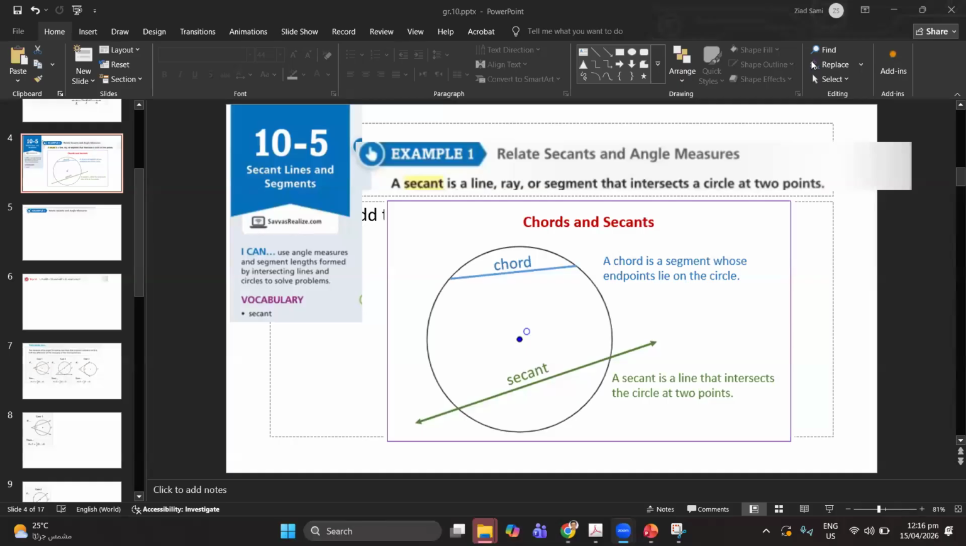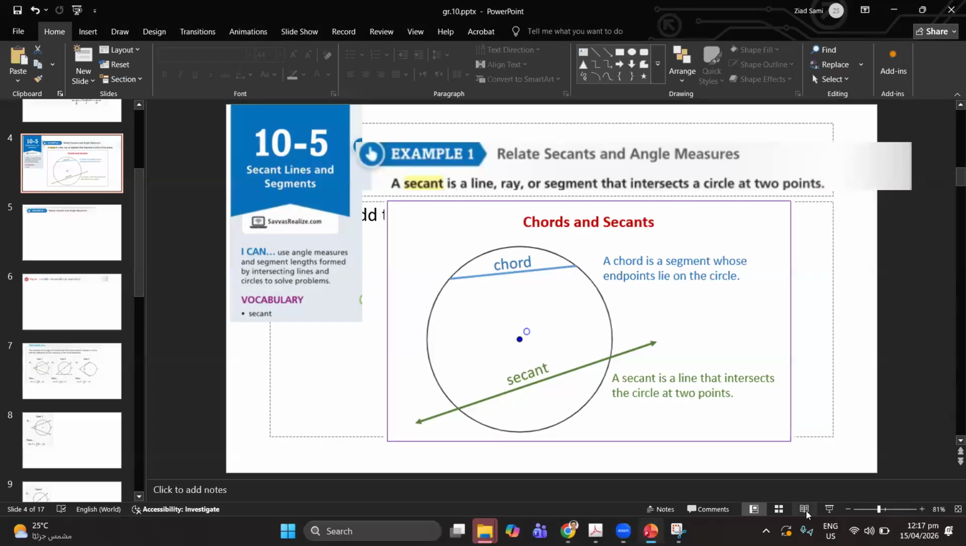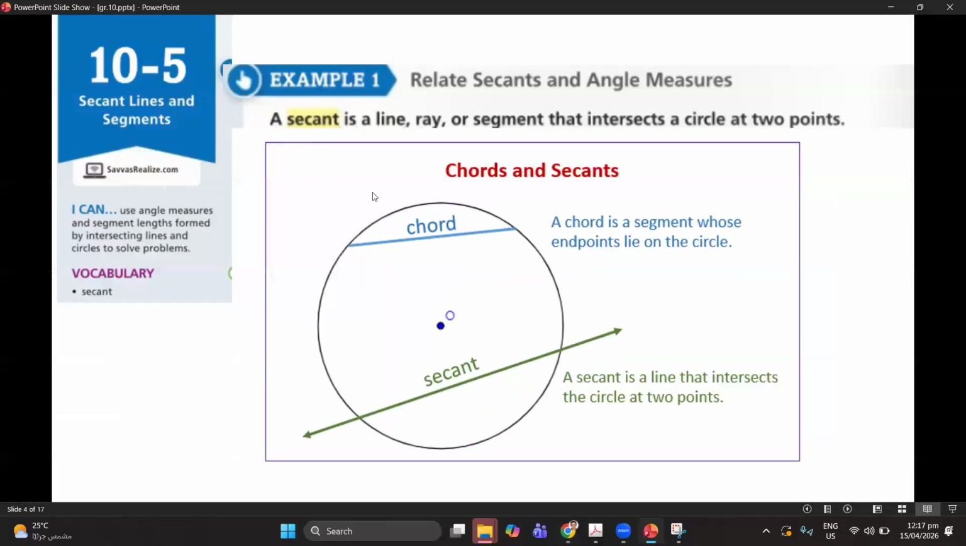The lines and segments. We said that the difference between the secant and the chord is that the chord is a line segment that starts on a circle and the other endpoint will also be on the circle. So it's a line on a circle. Whereas the secant can be a ray, a line, or a segment, but it starts from outside the circle and intersects the circle in 2 points.